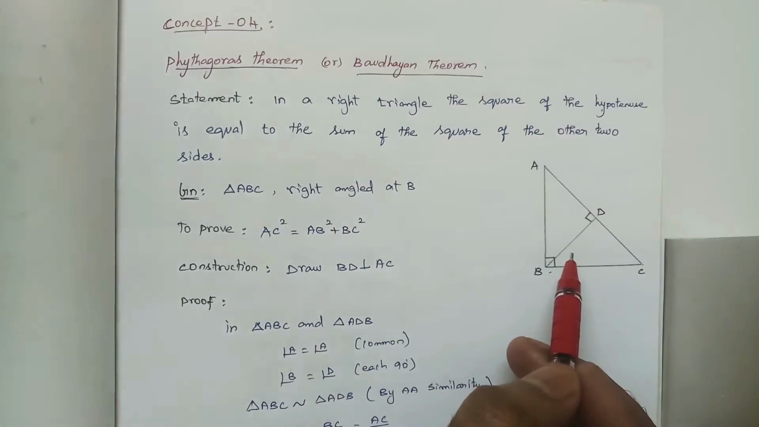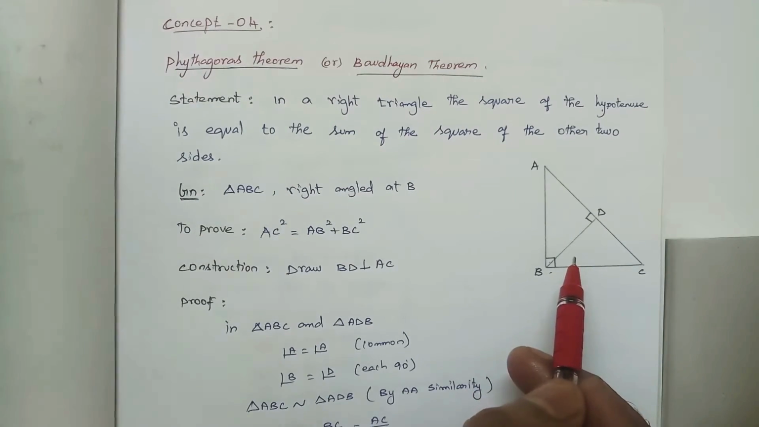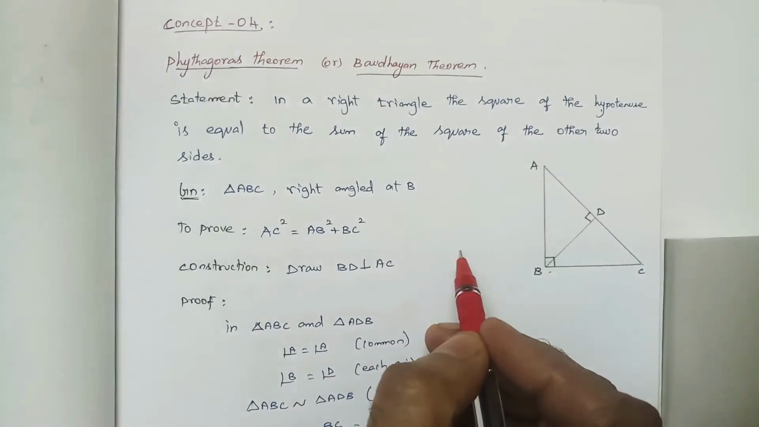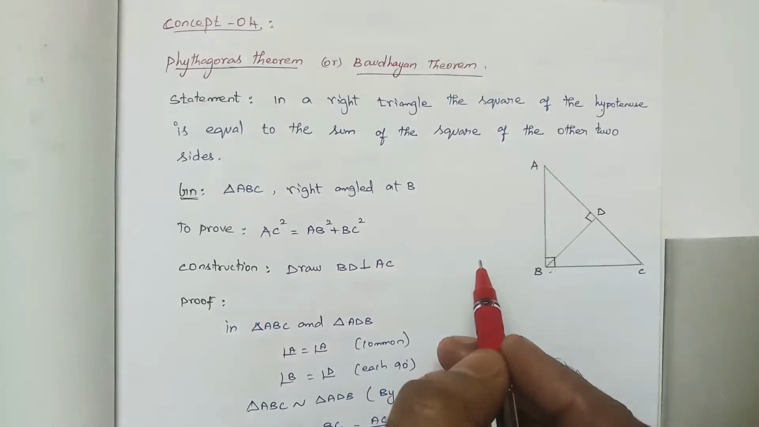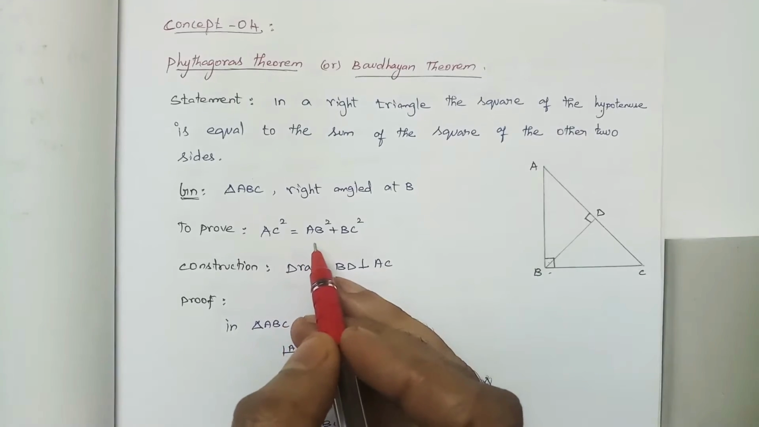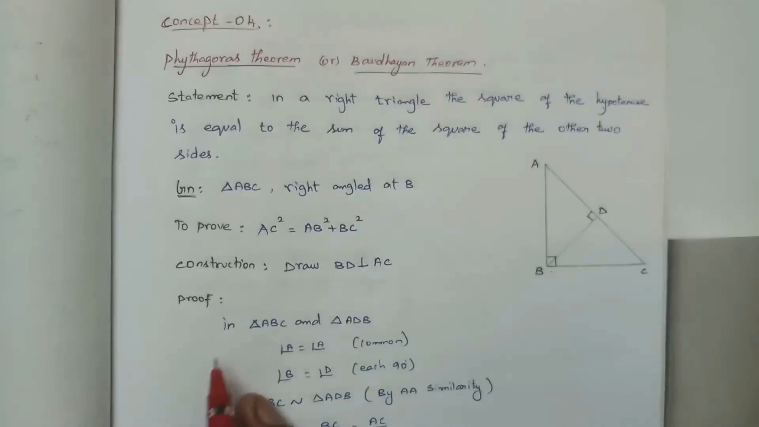So I'm just going to take two right angle triangles, and I'm going to prove that these two triangles are similar by AA similarity. If these two triangles are similar, then what will we say? We'll say that the sides are proportional. So if the sides are proportional, then we'll cross multiply and we'll get AC square is equal to AB square plus BC square. Understood?